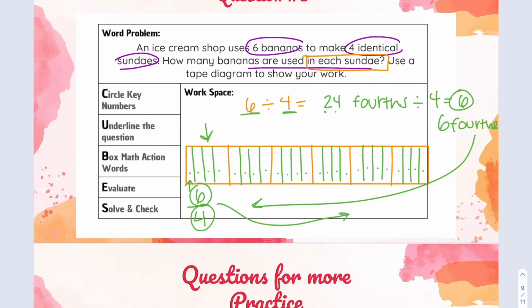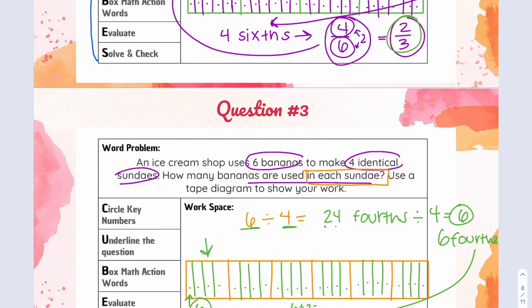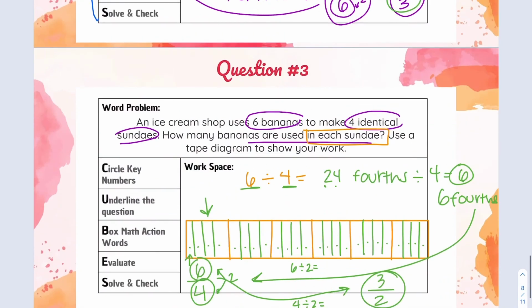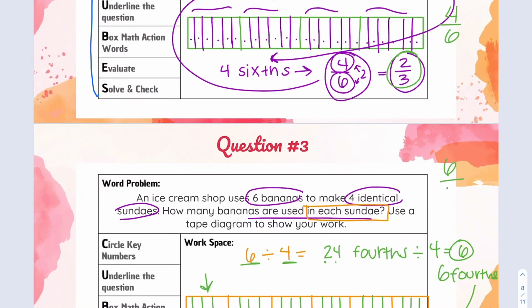We can continue to simplify this. 6 divided by 4, I know that 2 goes into both of them. So 6 divided by 2 is 3. And 4 divided by 2 is 2. So our answer is 3 over 2. Look at how this one is 2 over 3 and this one's 3 over 2. And it is because in question 2 we had 4 over 6, and in this question we had 6 over 4. So that's why this answer was 2 over 3, and this one was 3 over 2.